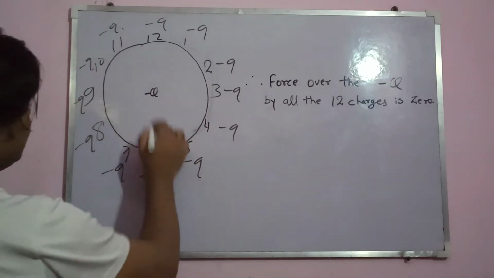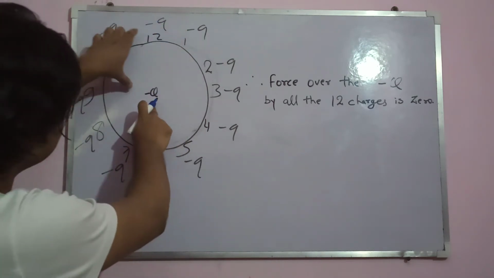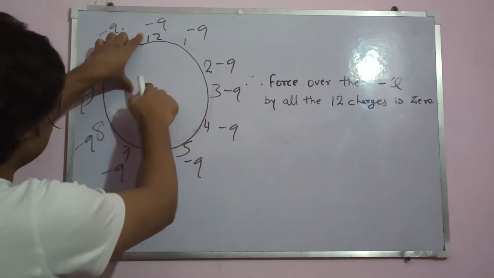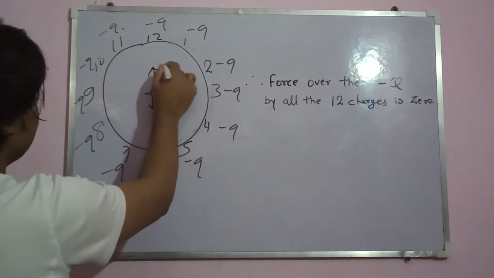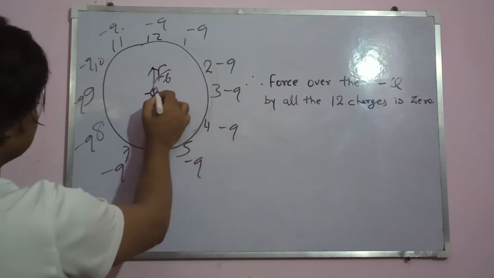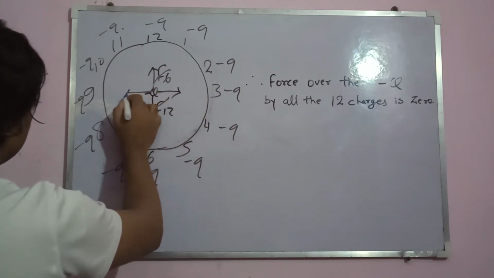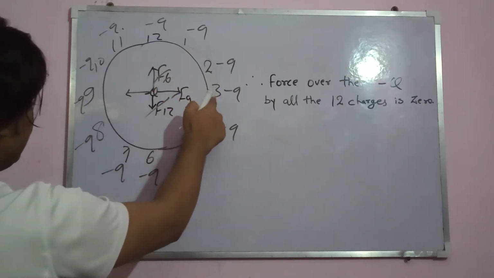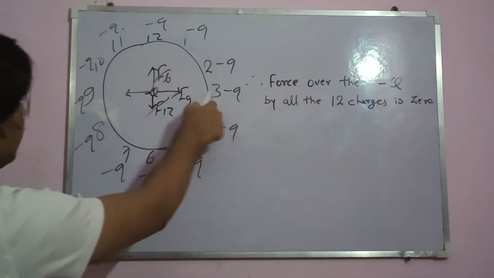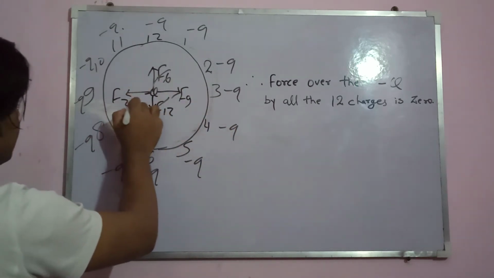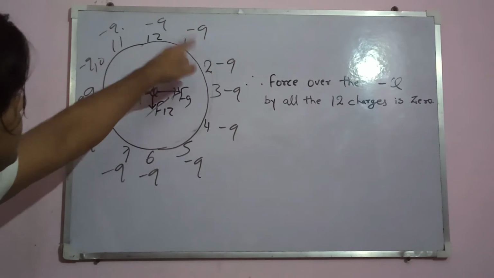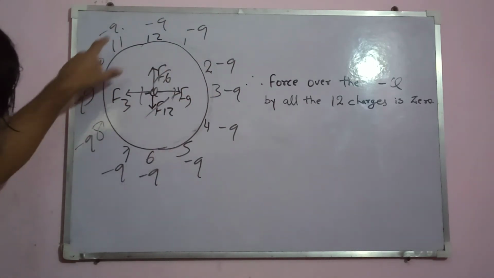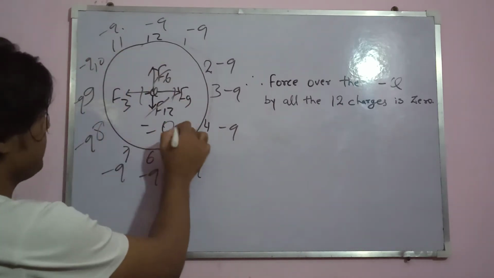How? We do the same analysis here, this and this. This time they both are negative, so again they repel, that is F12, this. They are also negative, they repel. Cancel. Similarly this. 9 minus Q, they repel here. And the force by minus Q placed at 3 over this minus Q is here. Cancel. Similarly, each and every charge placed here has an opposite pair, so the total force at minus Q is 0.